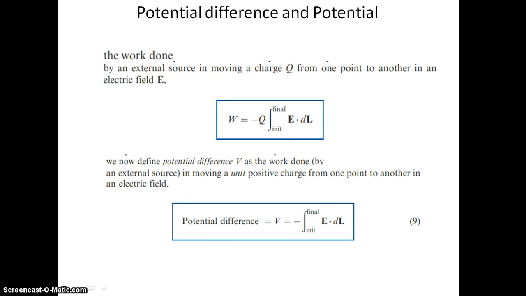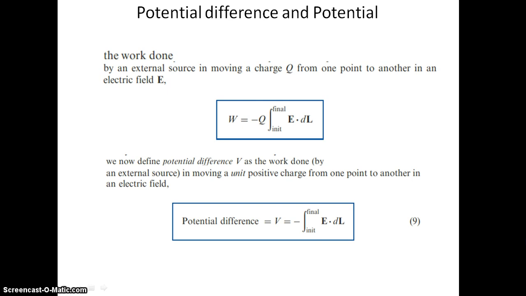So first let us define potential difference. The work done by an external source in moving a charge q from one point to another point in an electric field E is given by W equal to minus q times the integral from initial to final of E dot dl. This is the expression for work done in moving a charge from one point to another against an electric field E.